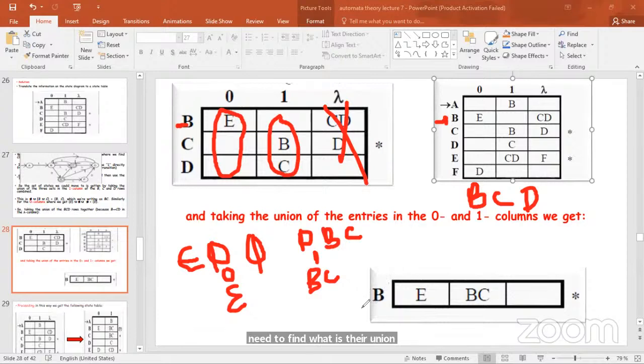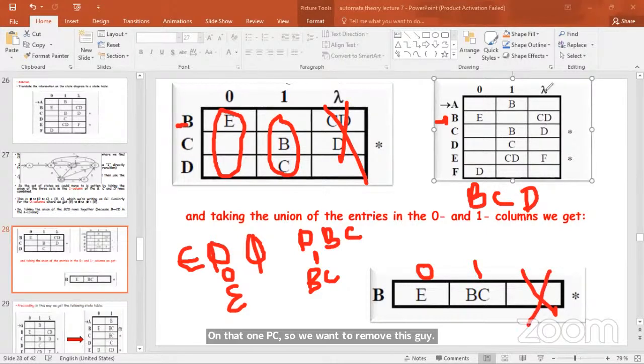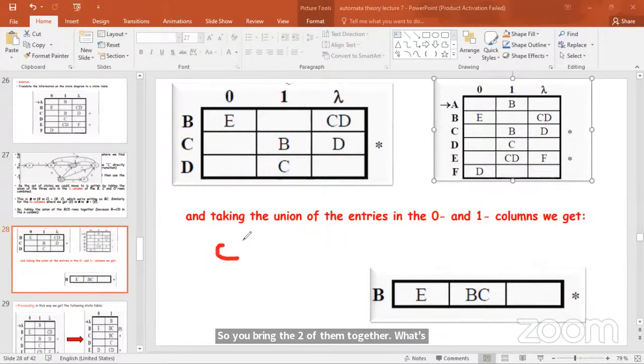So you now come up with, for the new value of B, B under 0, E under 1, BC. So we want to remove this guy. So you look at the next one that has value under lambda. C, right? So you write C, and it has D. So you bring the two of them together. What does C and D have? So C, D, right? This is C, and this is D.